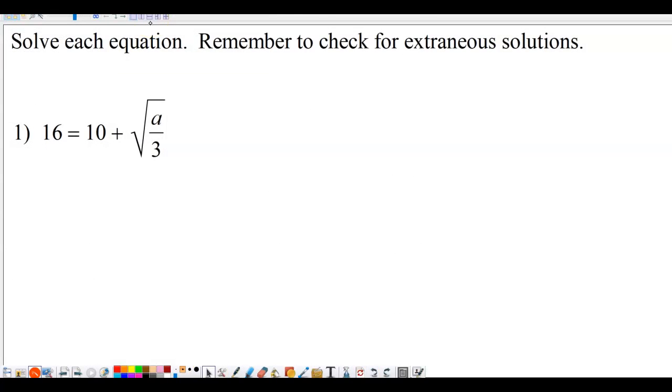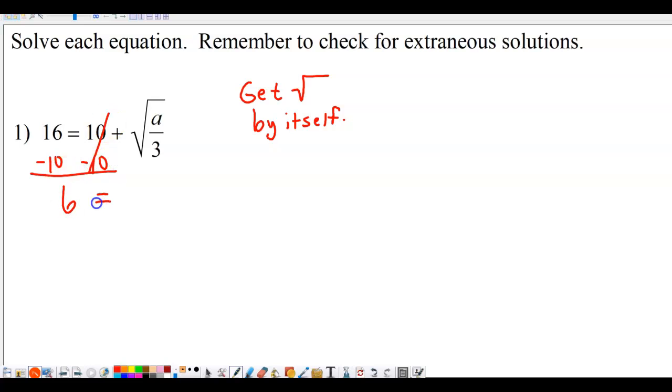Once again, I'm going to be doing the odd problems and leaving the even ones for you guys to do. The first thing you want to do is get the square root by itself. Okay, so the first thing I'll do is I'll get rid of that negative 10 there. And then to get rid of the square root, you're going to square both sides.